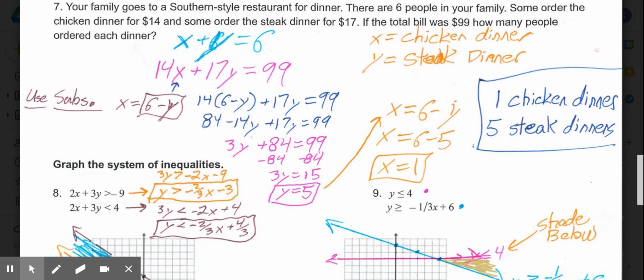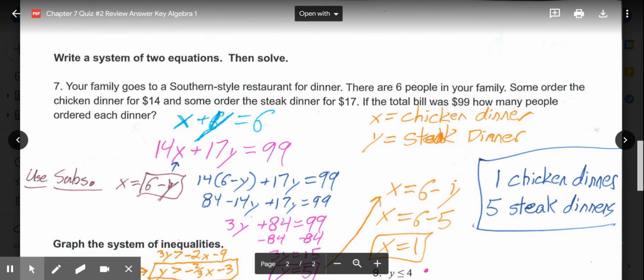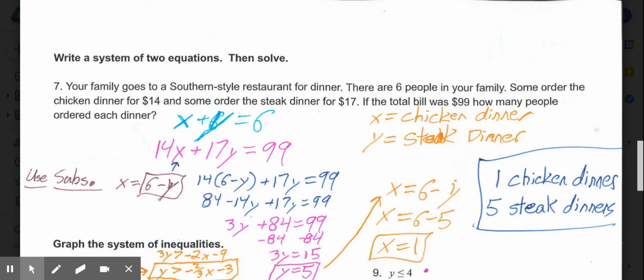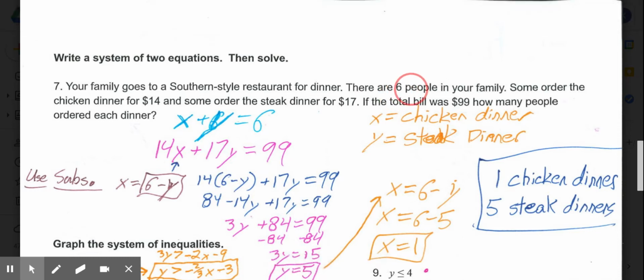Now going to the back side of the review. Number 7, they want us to write out the two equations, then solve. So 6 people are going out to dinner, so that means 6 dinners will be ordered. Some are ordering the chicken dinner for $14 and some are ordering steak for $17. The total bill was $99.